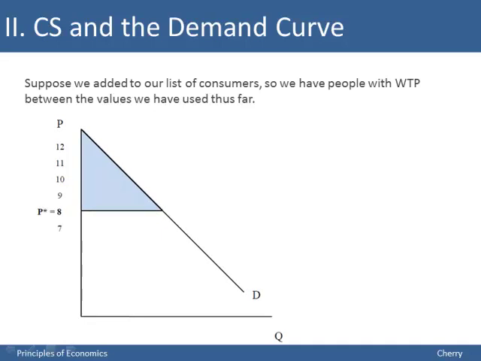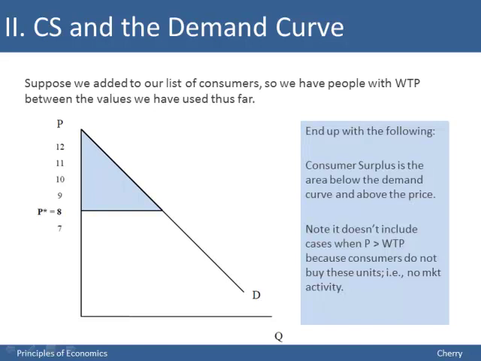So every point on the demand curve is a buyer. So you end up with this shaded area as a representation of consumer surplus. This triangle that is below the demand curve but above the price, that is the graphical representation of consumer surplus.